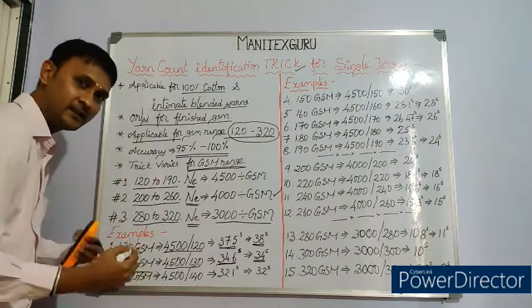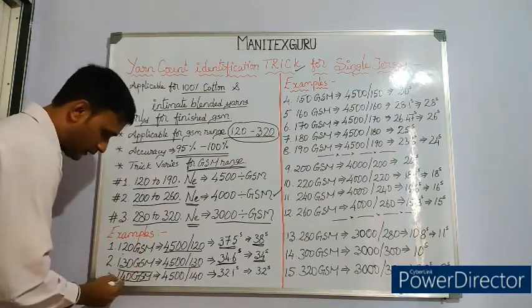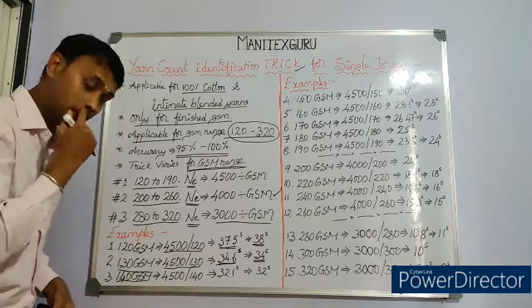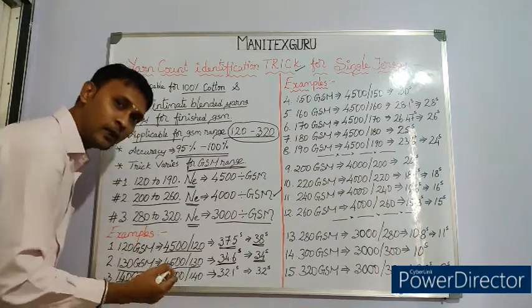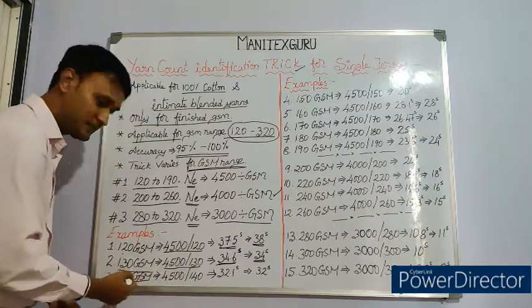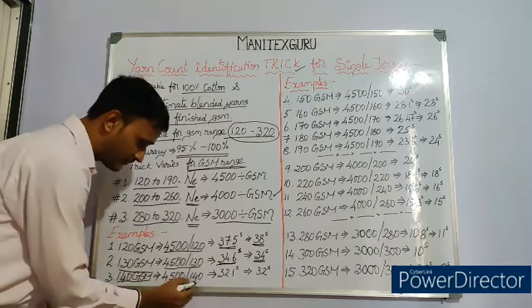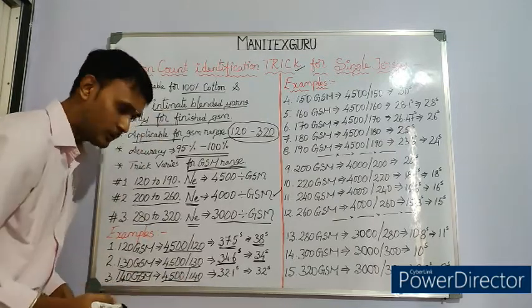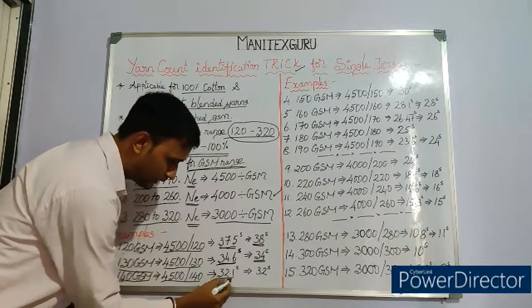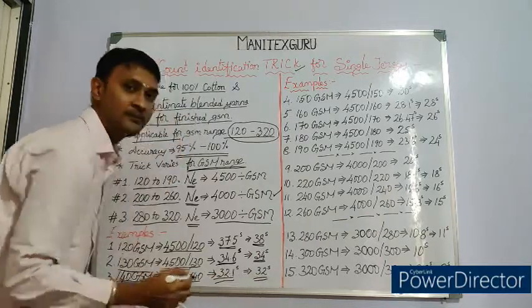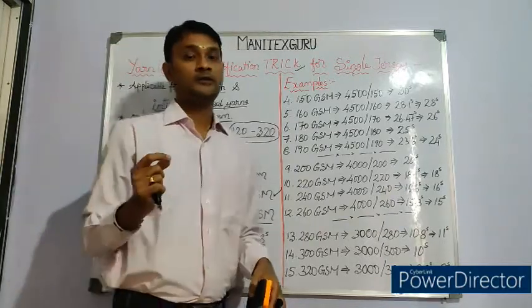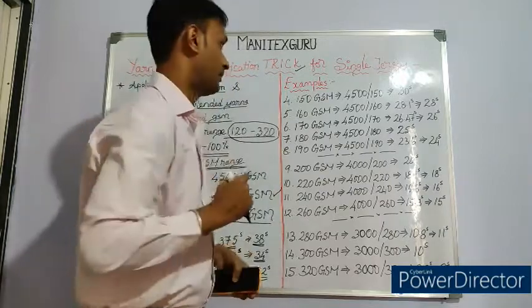The third example is 140 GSM. My target GSM is 140. So the count which we use to achieve this 140 GSM finished is 4500 divided by 140, we will get 32.1. 32 is the ideal count to achieve 140 GSM finished fabric.